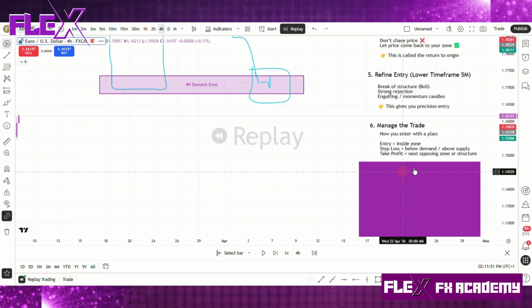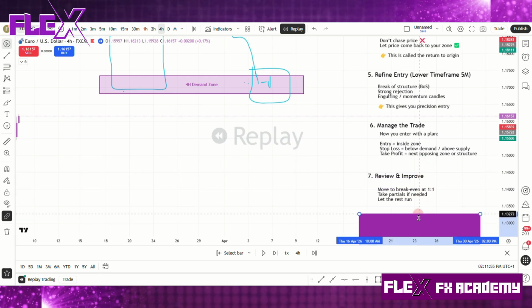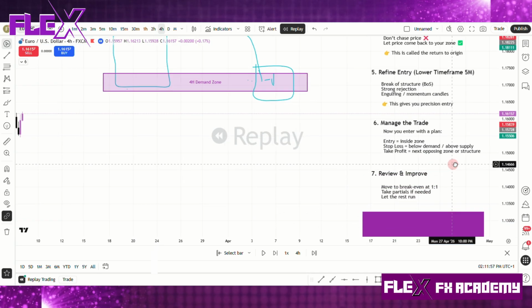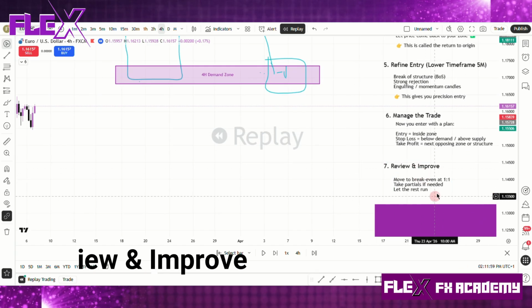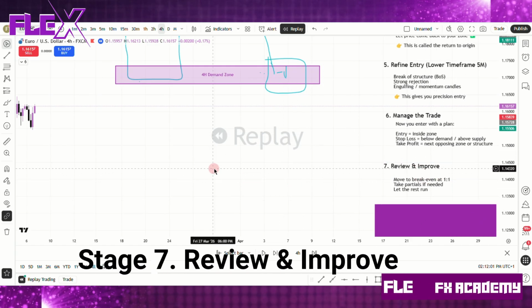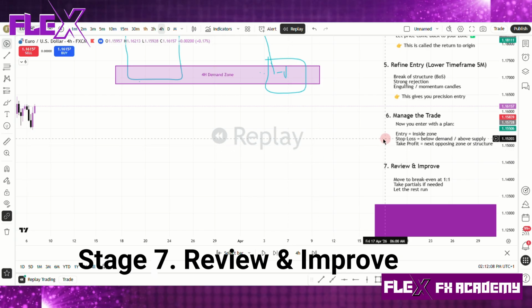So the next stage is the 7th one, which is review and improve. After the trade, it is very important that you review your trade. What makes the trade successful? What did you see that is different from what you saw in the past? Jot this down, take notes, and then improve on them.